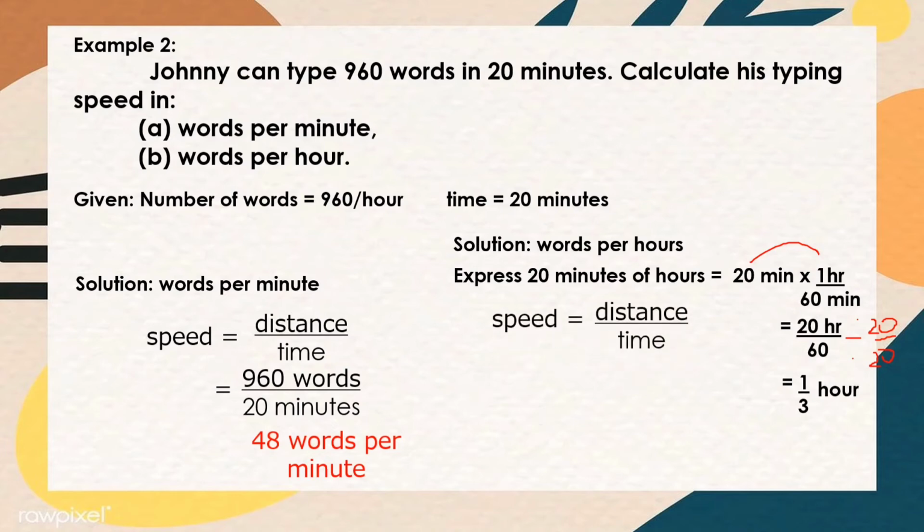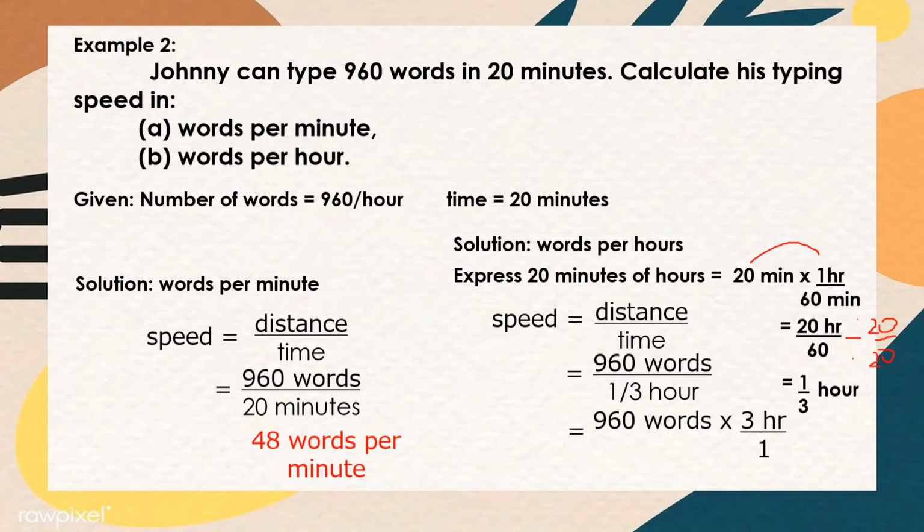Okay, so let's move to the formula. Speed is equal to distance over time. So the distance here is 960 words and the time is 1/3 hour. So we're going to apply the division rule in solving fractions by using the reciprocal. So since it is a division, when we use the reciprocal, we're going to flip the 1/3 into 3/1. So that will become 960 times 3 over 1. So, when we multiply 960 times 3, the 1 disappears. So, we have 960 times 3. So, the answer there is 2,880 words per hour.